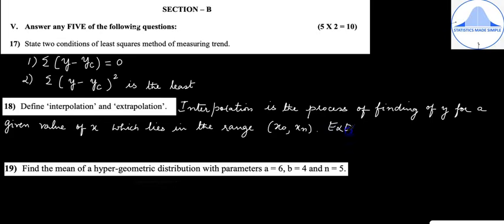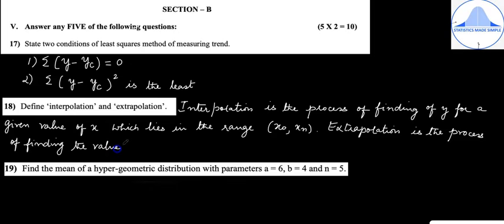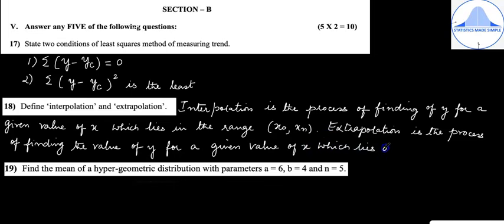And extrapolation is the process of finding the value of y for a given value of x which lies outside the range x0, xn.